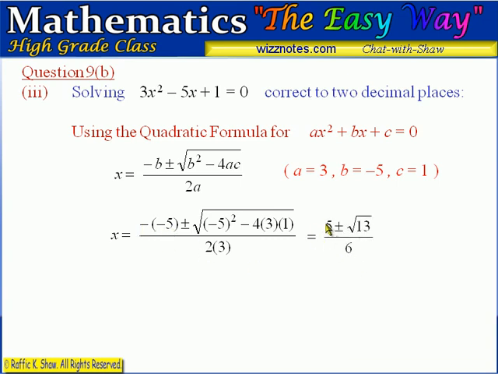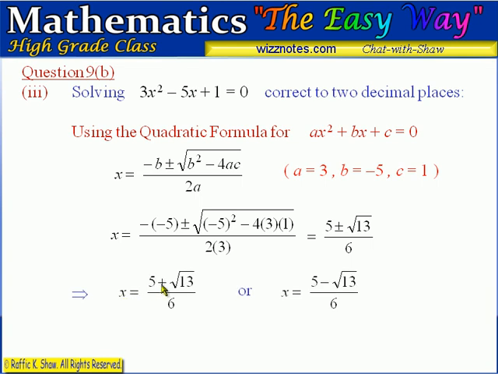Minus negative 5 is 5, plus or minus the square root of, this works out to be 25. Negative 5 squared is 25, minus 4 times 3 times 1 is 12. So we have 25 minus 12 here, which works out to be 13. And on the denominator is 2 multiplied by 3, which is 6. So this expression reduces to this. And so one x value will be obtained using the plus, and the other x value will be obtained using the minus. And this is it.